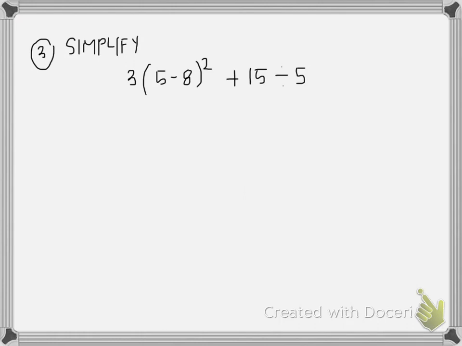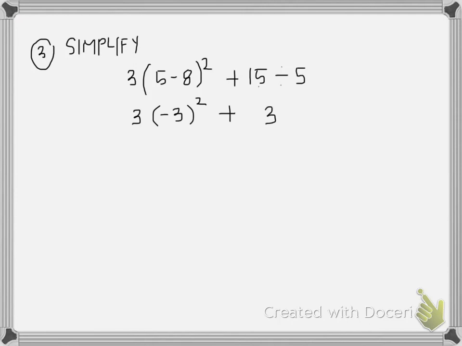Okay, let's look at this one here. So I've got 3 times 5 minus 8 squared plus 15 divided by 5. So order of operations tell me that I'm going to simplify what's in parentheses first. So 5 minus 8 is a negative 3. Okay, you could go ahead and do this division. Oops, sorry. You could go ahead and do that division right there because it doesn't affect any part of the other problem. So 15 divided by 5 is going to give me a 3.